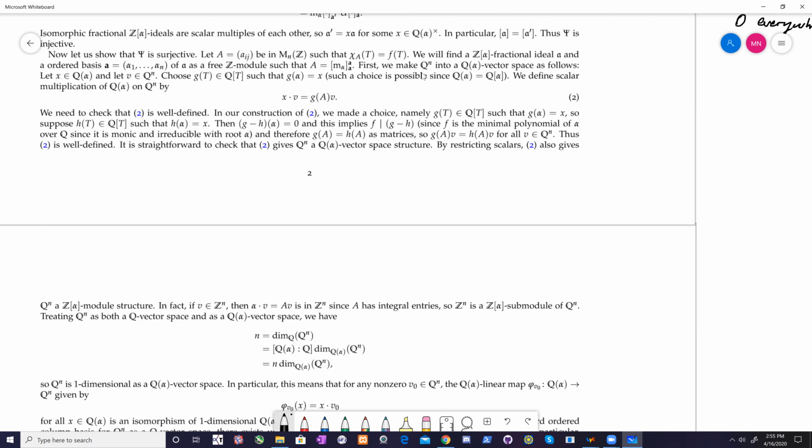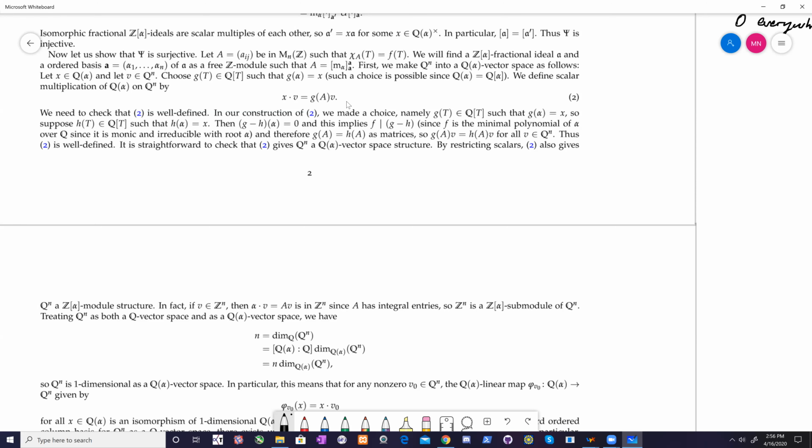And now we define scalar multiplication of Q(alpha) on Q^n by, so we put x · b equal to g(A)b. So to define this action x · b, we just choose a g(t) in Q[t], and then we substitute in, instead of t, we put in the matrix A, and we let it act on v.